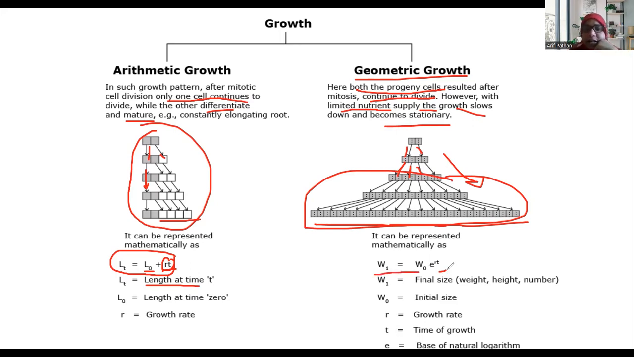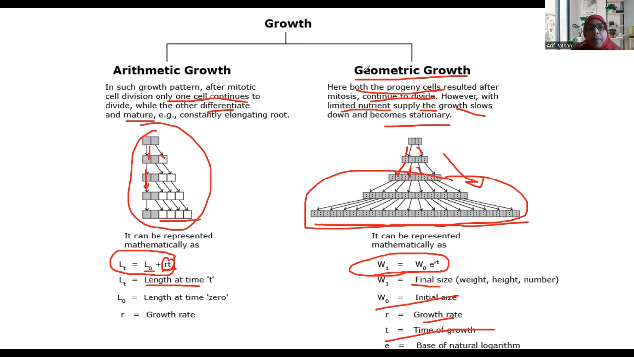Mathematically, it can be represented by this equation. You can memorize this equation. W1, which is the final size, with respect to weight, height, and number, will be equal to the initial size times e raised to rt. r stands for growth rate, t stands for time, and e stands for the base of natural logarithm. That is how you calculate your logs.